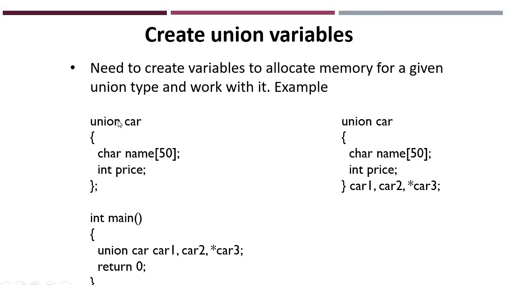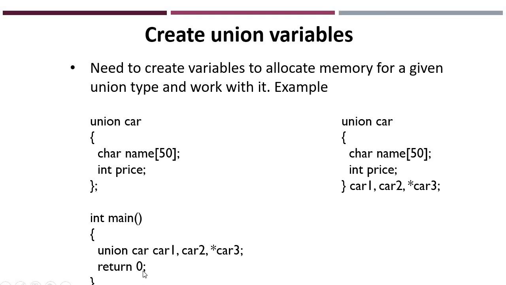Example for this: union car. Inside car, I have given two variables: name, of char type, a string which can occupy 50 spaces, and int price. Then after closing this union, I have started my main function. Inside the main function, I have created the union variables. As you can see from the example, union car is the union we have created earlier, and car1, car2 are union variables, and this one is a pointer union variable, so we have given the symbol star. Once created, we have given return 0.